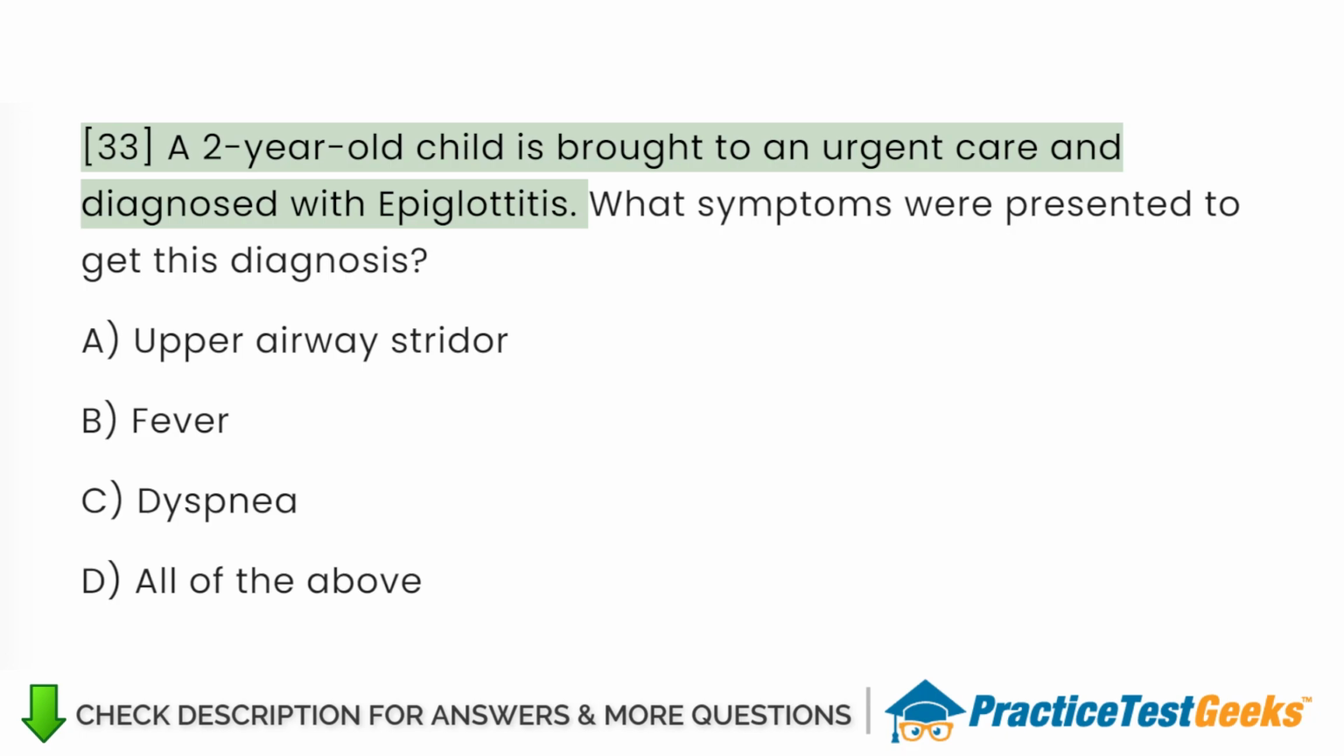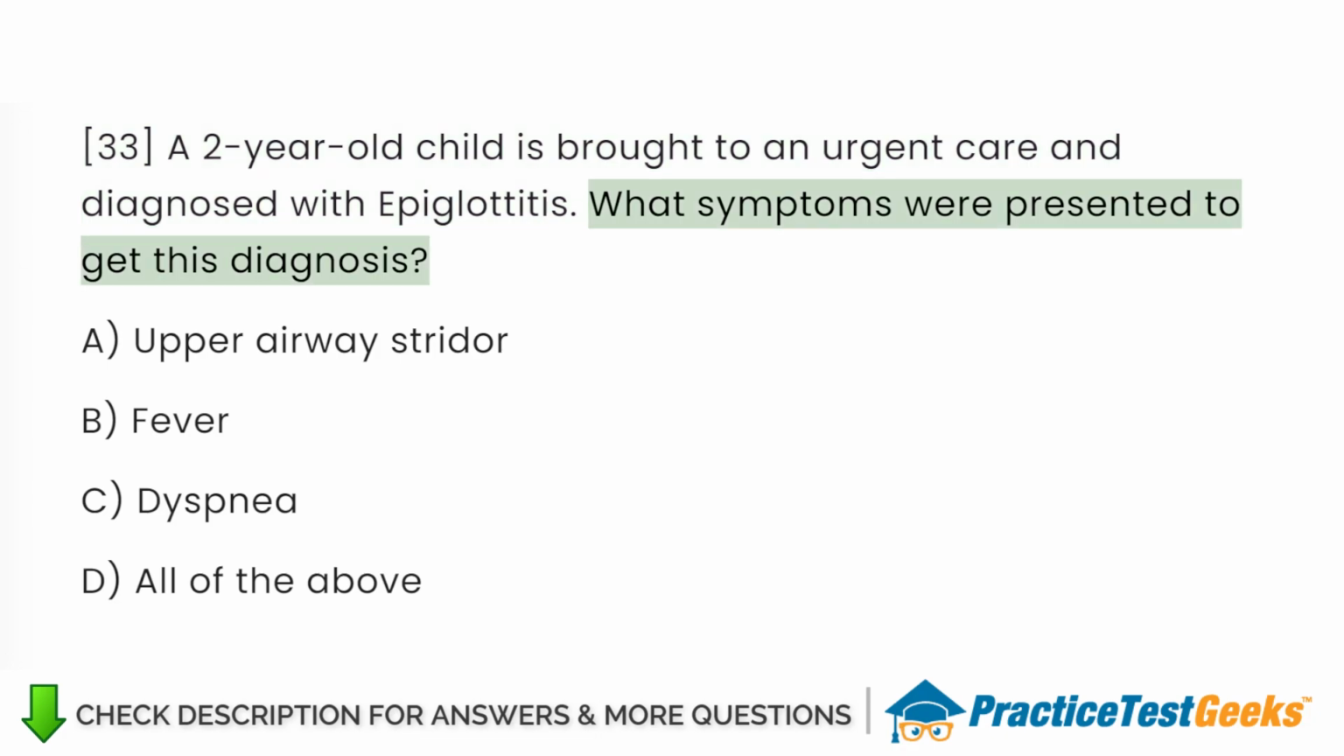A 2-year-old child is brought to an urgent care and diagnosed with epiglottitis. What symptoms were presented to get this diagnosis? A. Upper airway stridor. B. Fever. C. Dyspnea. D. All of the above.